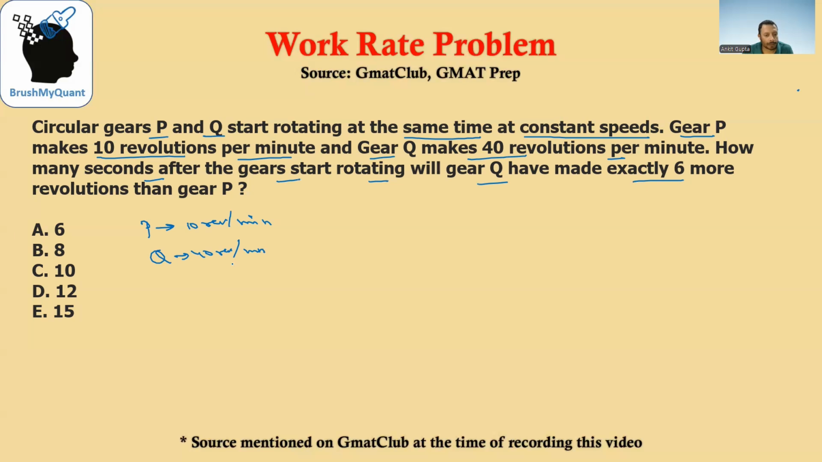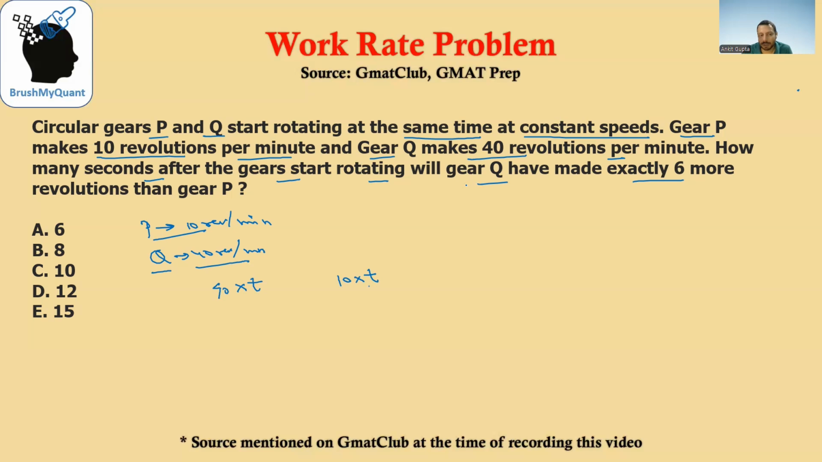So both the gears are revolving at the same time, and we have to find after how many seconds will gear Q make exactly 6 more revolutions than gear P. So let's say we are talking about time, which is T minutes. In T minutes, gear Q will do 40 multiplied by T revolutions. And in the same time, gear P, since the rate is 10 revolutions per minute, will do 10 into T revolutions in T minutes.